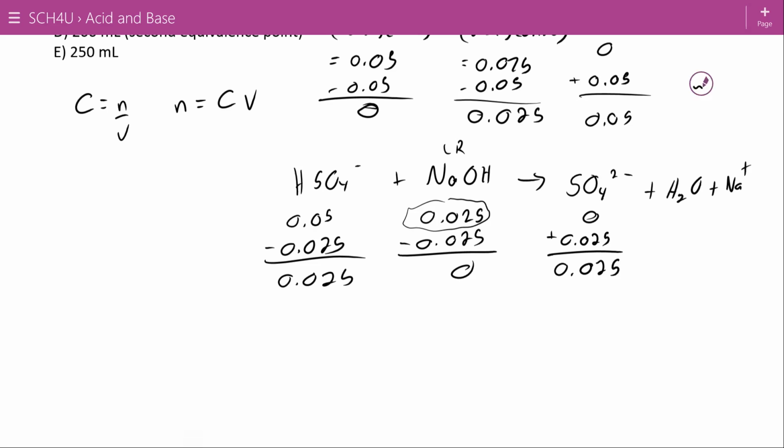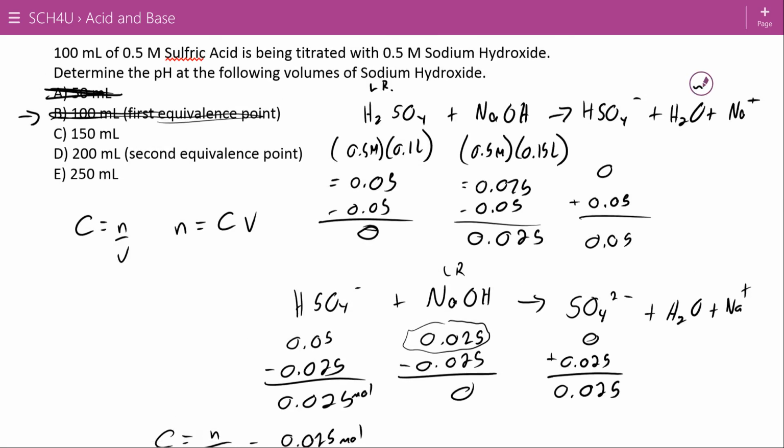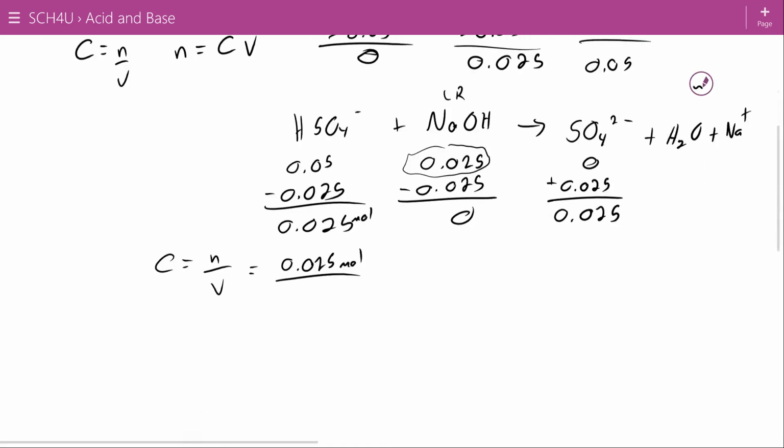These are moles, and now I'm going to have an equilibrium form between bisulfate and sulfate, so what I have to do is convert them to concentrations to consider the equilibrium. Concentration equals moles over volume, so 0.025 moles in both cases divided by my new volume, 150 plus 100, is 0.25 liters. So my new concentration for both is 0.1 molar.